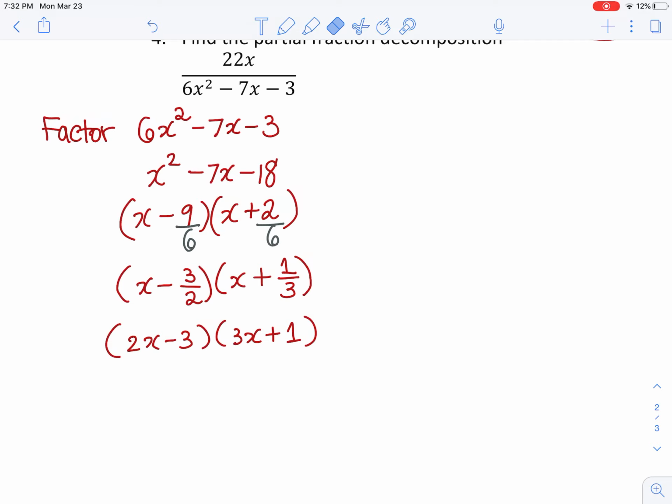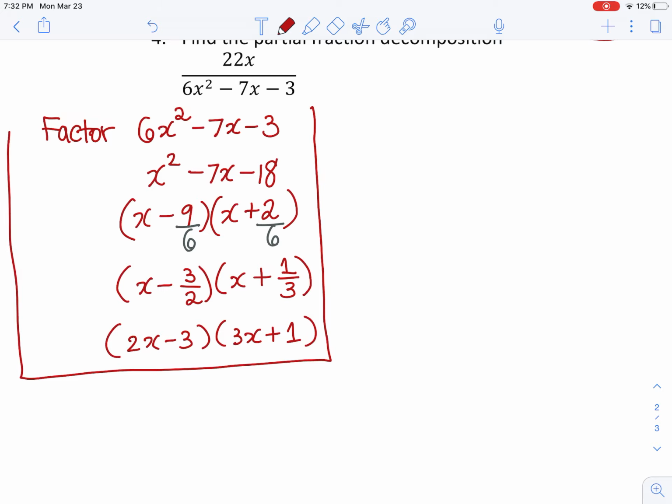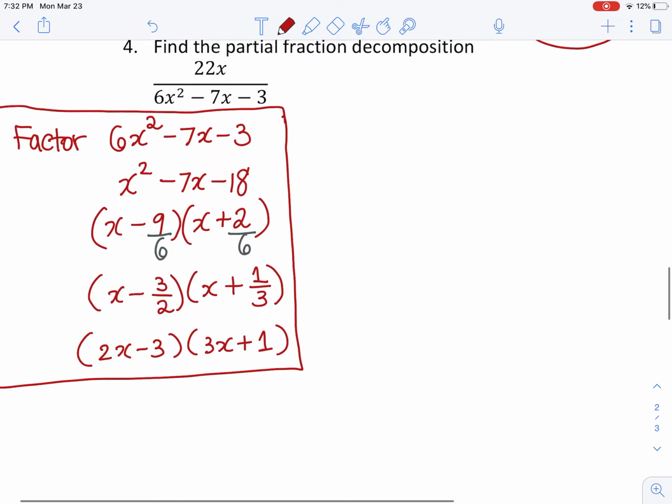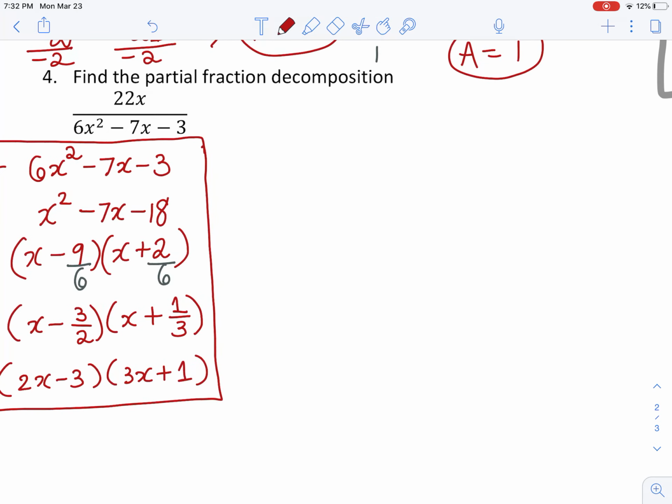So while that took me a little bit of time to rewrite the denominator, now we're ready to do the partial fraction decomposition. But notice this work right there was just our pre-work to get started on the problem. So let's actually do the precalculus. So write this 22 over 2x minus 3 times 3x plus 1. Write that fraction. Whoopsie, it's not 22 on the numerator, right?